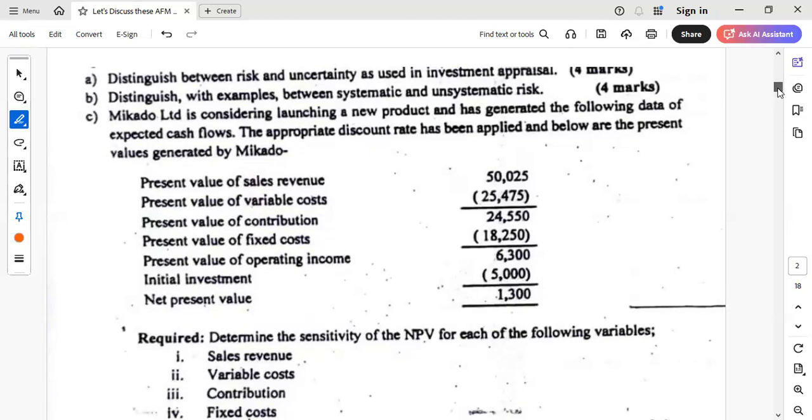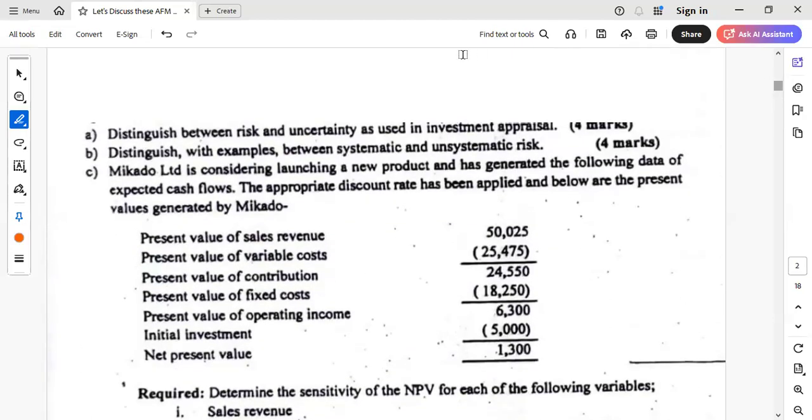Look at this question, required part A. We are told to distinguish between risk and uncertainty as used in investment appraisal. You have 4 marks, so you need like 4 points. Then also you distinguish with examples between systematic and unsystematic risks. So you have also 4 marks, those are 8. So how do you respond to this?